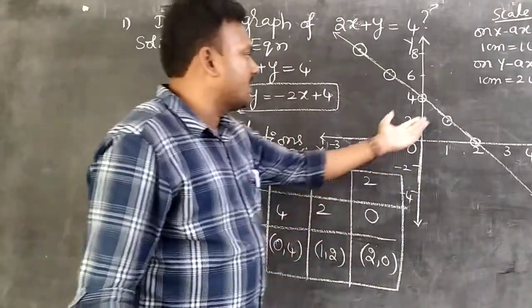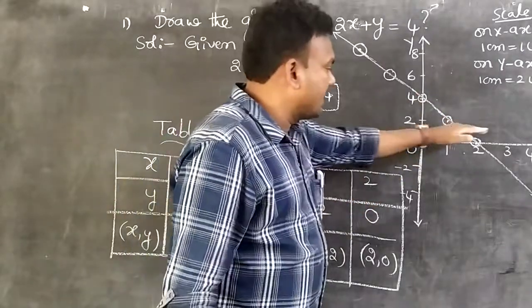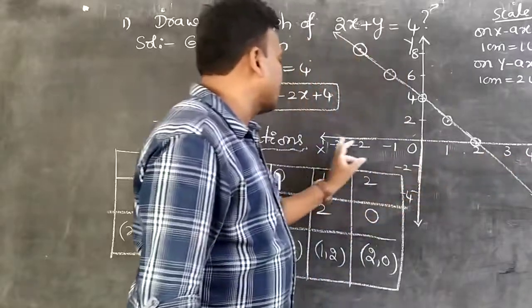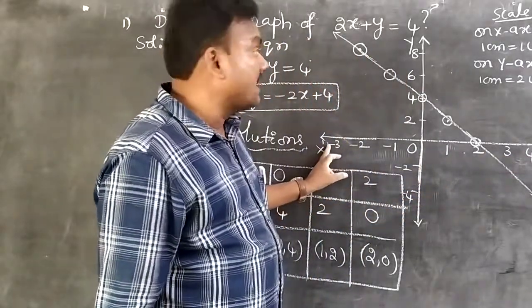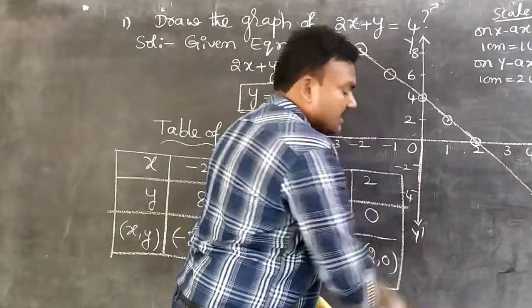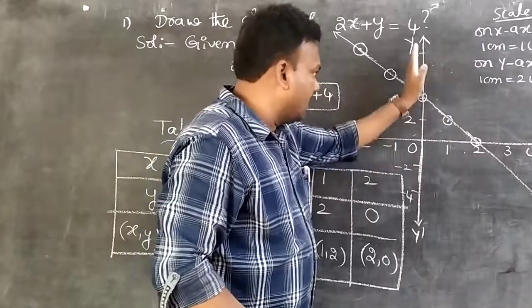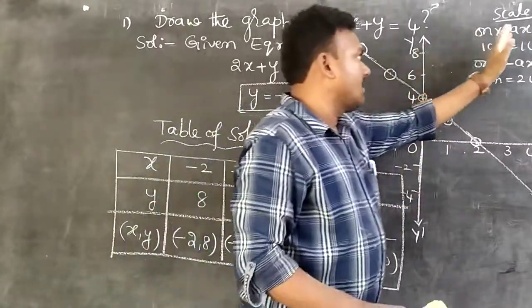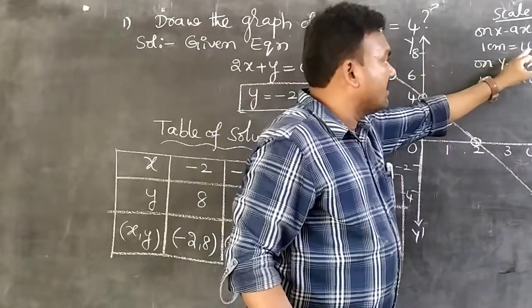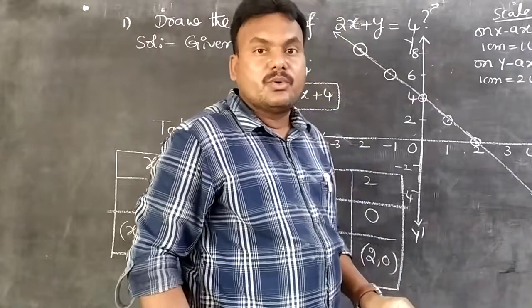And plotting the points in this graph. First, while approaching a graph, first draw the x-axis and also the y-axis. Here, observe, XOX dash represents the x-axis. YOY dash represents the y-axis. After completion of the horizontal and vertical lines, on the right side corner the scale must be expressed: on the x-axis 1 centimeter equal to 1 unit, on the y-axis 1 centimeter equal to 2 units.